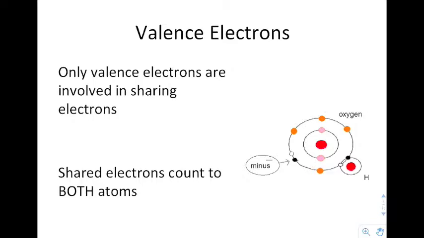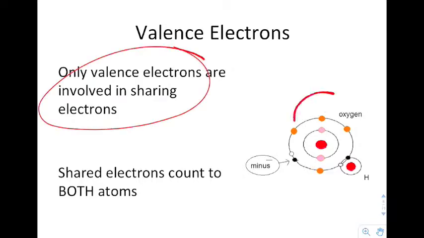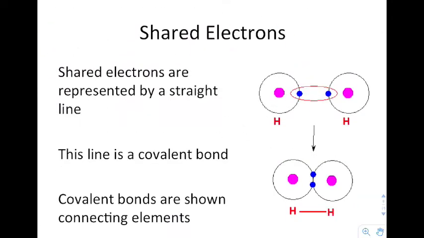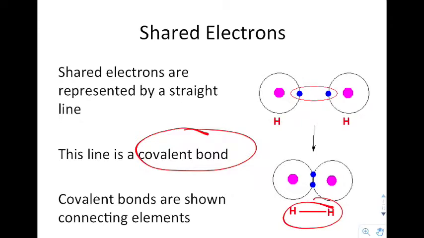So the valence electrons are the only thing that are involved in the sharing of electrons. You can't actually take something and overlap it to the point where it reaches these inner electrons. So because of that, the shared electrons count towards both atoms, and it only involves the valence electrons. So once again, our Lewis diagrams are going to be really useful. These shared electrons are represented by a straight line. This straight line is what we call a covalent bond. And a covalent bond just means that the electrons between them are shared. And the covalent bonds connect the elements together like you see right here.